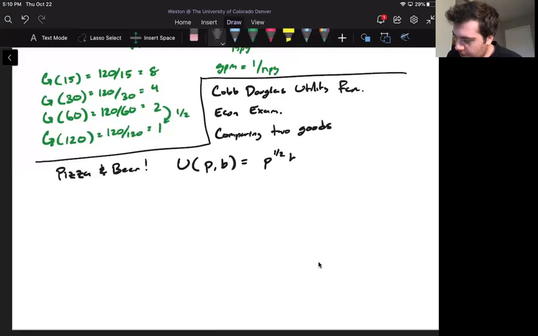p to the 1/2, b to the 1/2, and maybe you change these 1/2s around, but this says that the goods are about even for you. If you study this function, you can learn that the best way to distribute it is to have both pizza and beer in about equal quantities. So for instance, if I have 3 slices of pizza, I want 2 beers, going to hang around at the pizza joint for a while.